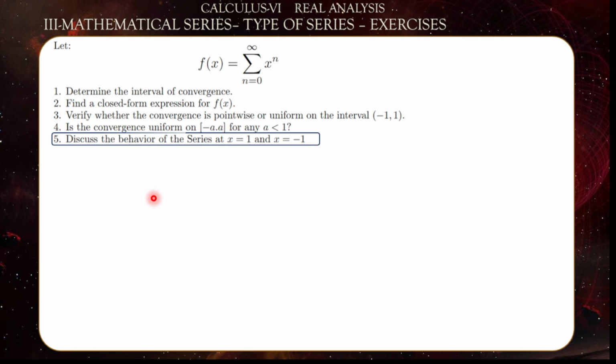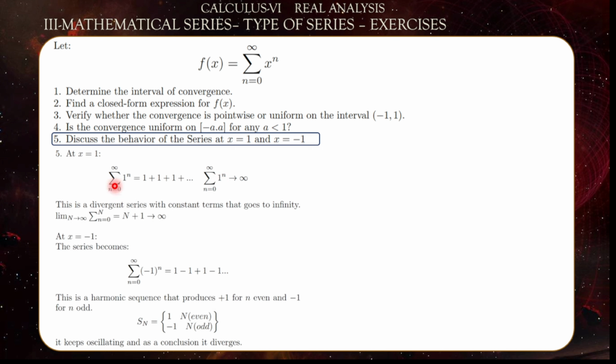Now let's discuss the behavior of the series at x equals 1 and x equals minus 1. At x equals 1, you have the sum from n equals 0 to infinity of 1 to the power of n, which is 1 plus 1 plus 1, all the way to infinity. Hence this series diverges, with constant terms going all the way to infinity. So it would be equal to n plus 1 approaching infinity. It approaches no limit value, no finite value.